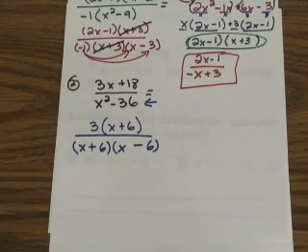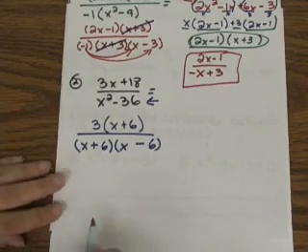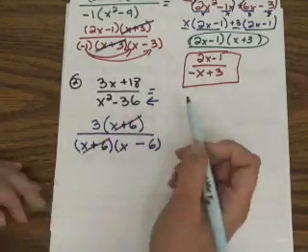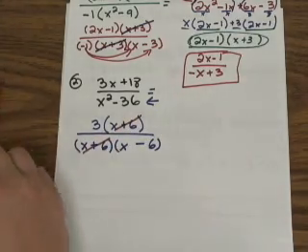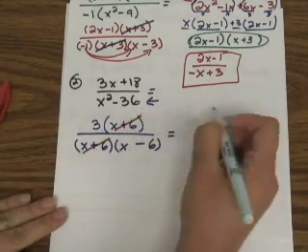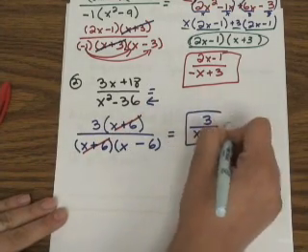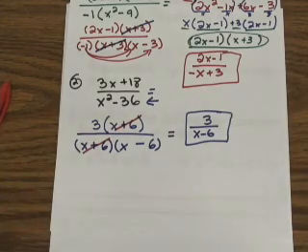So now that I'm done factoring the denominator, we need to look for something that's the same so that we can cancel. Right away you see that they both have an x plus 6. So after you cross that out, your final answer is going to be what's left, which is 3 over x minus 6.